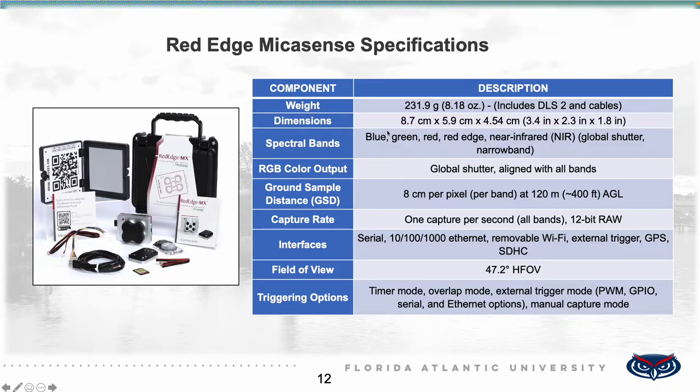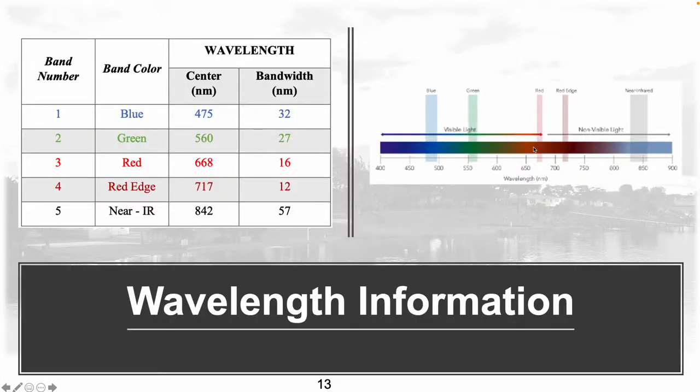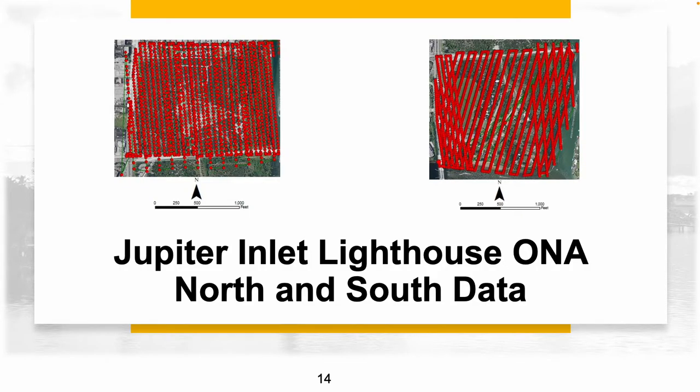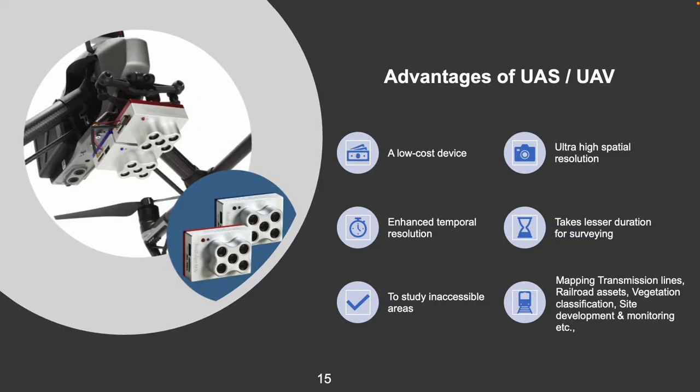The table here clearly shows the specification of the RedEdge MicaSense camera used for the data collection for this project, and it actually consists of 5 bands, namely blue, green, red, red edge, and near infrared. The wavelength information of each spectral band is shown here for the MicaSense camera sensor. As you can see here, data was collected separately for two different regions in the Jupiter Inlet Lighthouse ONA during the months of August 2021 and April 2021.